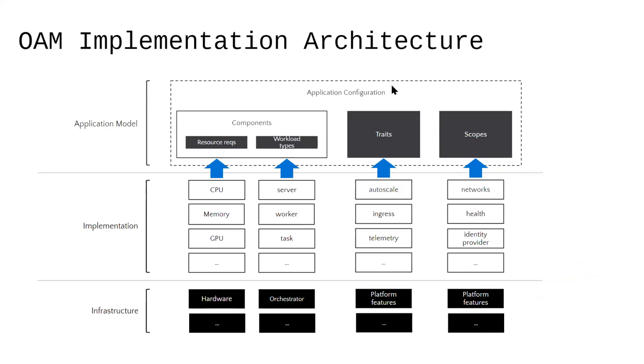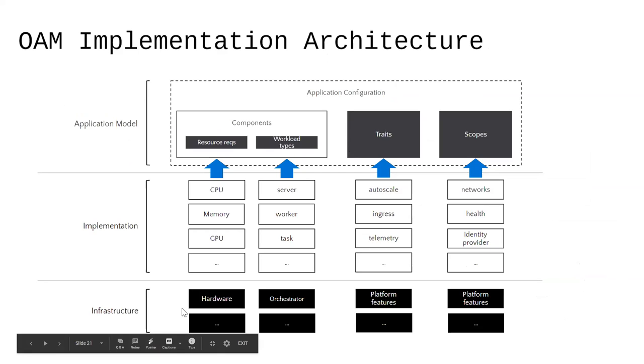So how does the OAM implementation architecture work? We have the application model itself, which is the interface to the application developers, where they're specifying necessary traits and scopes. From there, the implementation translates. So you have an autoscale trait. The implementation decides how it's going to be executed upon.